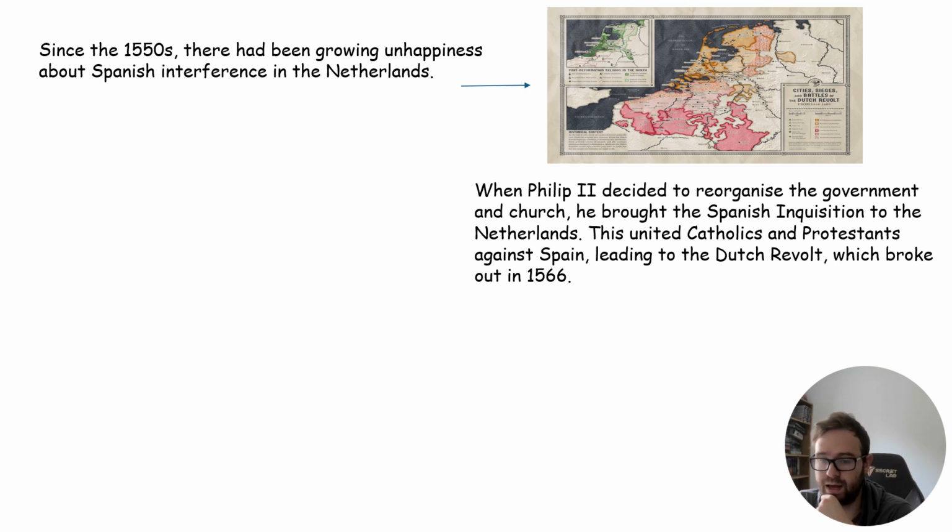So Philip, again, decides to reorganize the government and church. The Spanish Inquisition goes to the Netherlands, and both Catholics and Protestants in the Netherlands unite. You might ask, why are the Catholics doing this? Well, the Catholics in the Netherlands, yes, they're Catholic, but it's all about autonomy. They don't like this interference from Spain. So this leads to the Dutch Revolt in 1566.